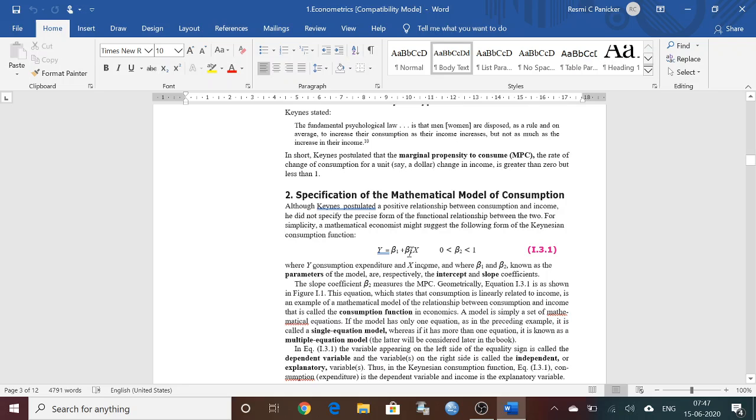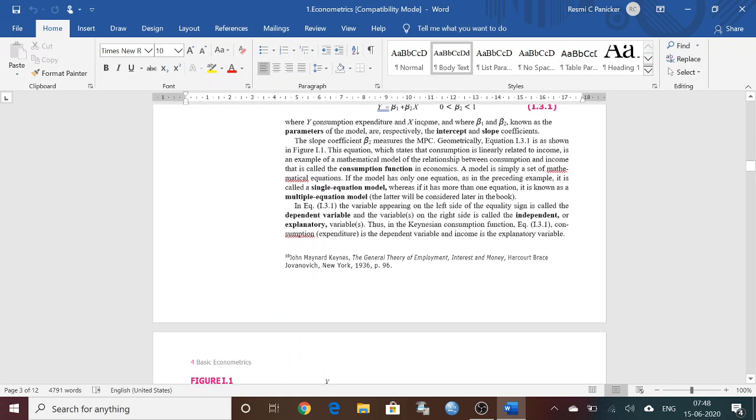Here y is consumption and x is income, and it states that y is equal to beta 1 plus beta 2 x. Okay, so it purely depends upon income. Consumption purely depends upon income. That's what the mathematical formula tells us. And here beta 2 is MPC because it measures the rate of change of consumption in relation to change in income. So beta 2 is MPC and beta 1 is the intercept.